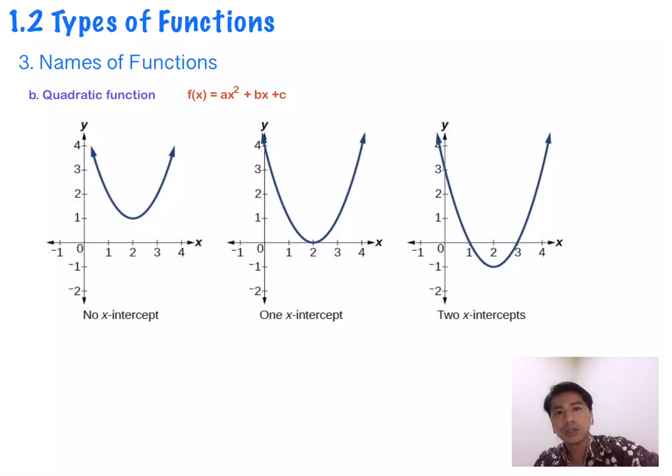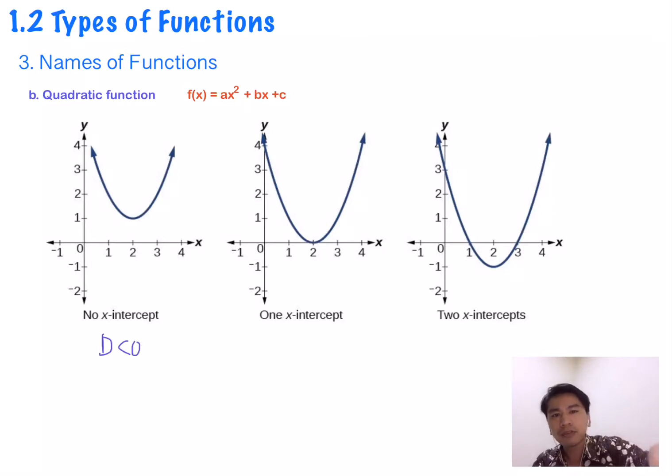On the quadratic function, you have like 3 conditions. It can have no x-intercept. It has also possibility of 1 x-intercept or 2 x-intercept like this one. Now, the conditions can happen if you have, for the no x-intercept, d is less than 0.